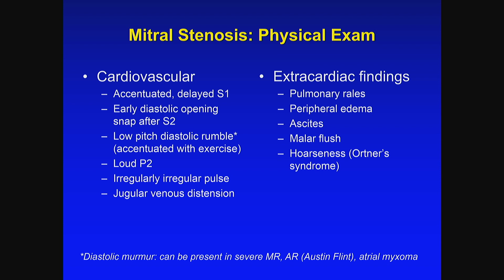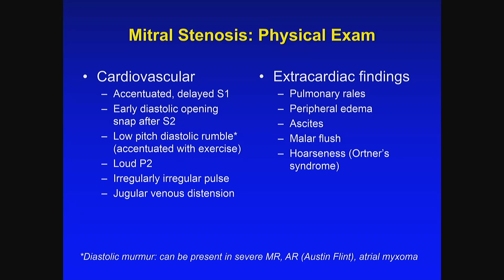Extracardiac findings include pulmonary rales or peripheral edema, ascites from right heart failure, pinched facies or a malar flush, which is seen in rheumatic mitral stenosis, as well as hoarseness from massive left atrial enlargement leading to recurrent laryngeal nerve palsy, which in mitral stenosis is called Ortner's syndrome.